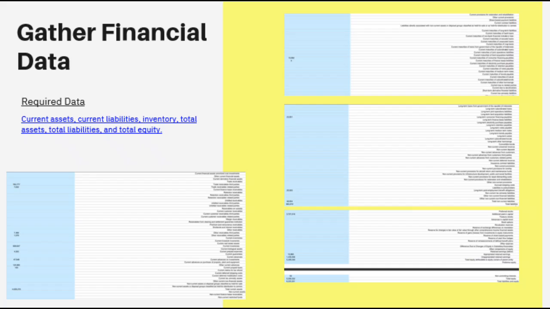After you find the financial statement, acquire the data. The basic data you need: current assets, current liabilities, inventory, total assets, total liabilities, and total equity. You can find these in the financial statement.